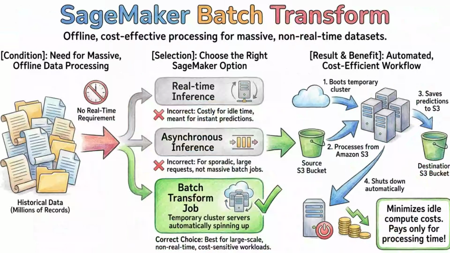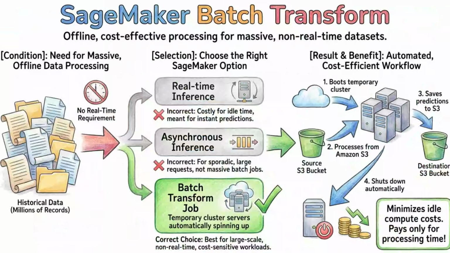If your business does not need real-time, instant predictions and instead requires processing massive amounts of data all at once, you should use a SageMaker batch transform job. Batch transform is perfect for offline scenarios where you need to run predictions on millions of historical records overnight, such as generating monthly credit scores for bank customers.